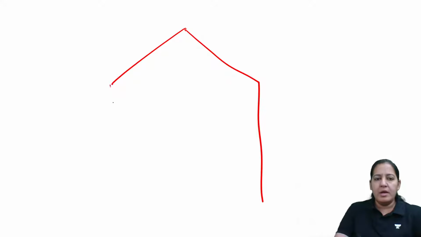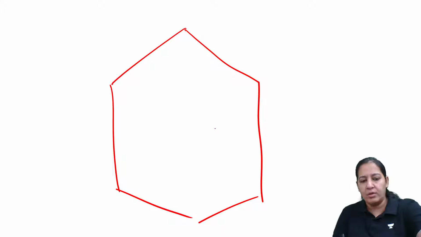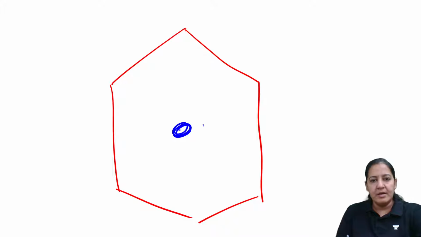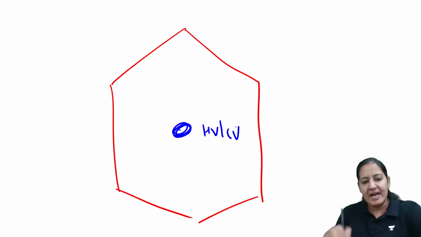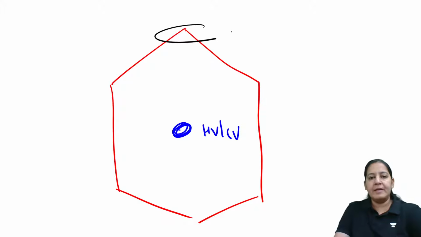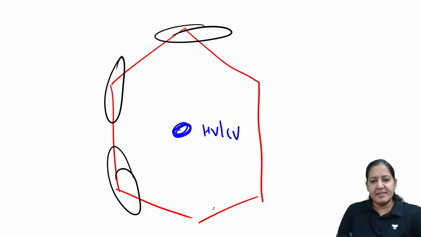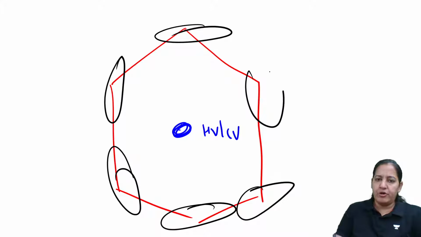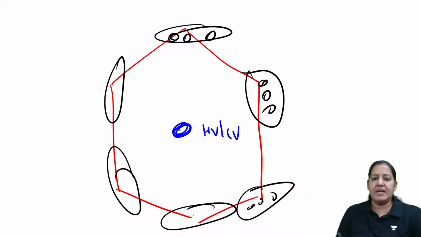I would like to draw the lobule. In the lobule, in the center, we know there is the central vein or hepatic vein, right? And at the periphery, these are the portal triads. There are 6 portal triads. Each portal triad contains hepatic artery, portal vein, and bile duct. So three structures are present in each of the triad.